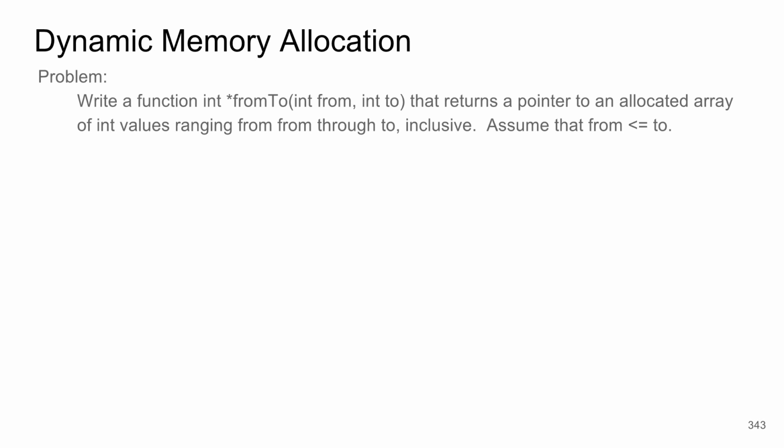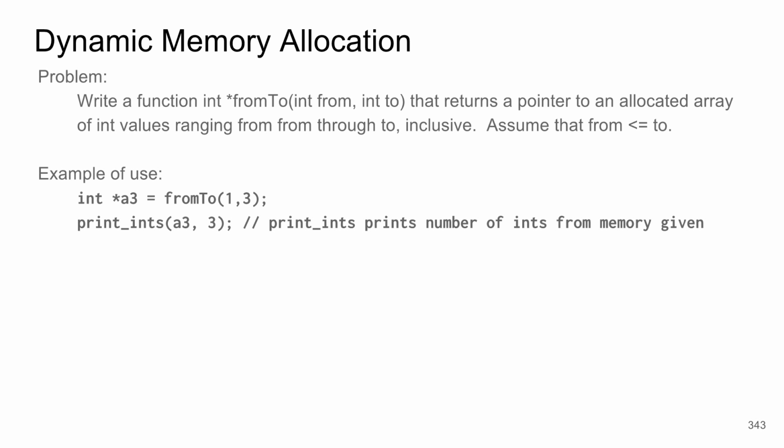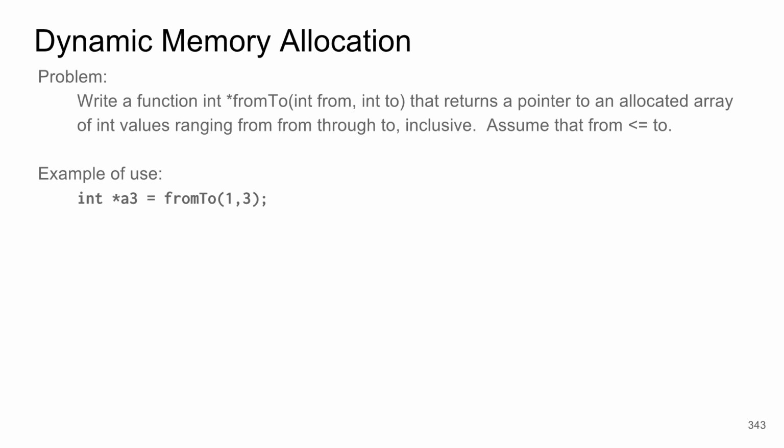All right, so here's a problem. Write a function int star from 2 that will take essentially a range of integers, and it will return a pointer to an allocated array of integer values that will range from the from value through to, inclusive. Assume that from is less than or equal to 2. An example of usage: we call from 2 with 1 to 3, and we store the address it returns into A3. Essentially we want this to point to an array that contains 1, 2, 3.